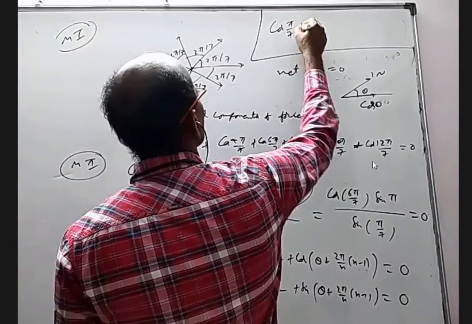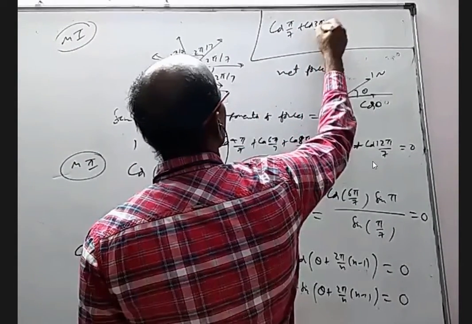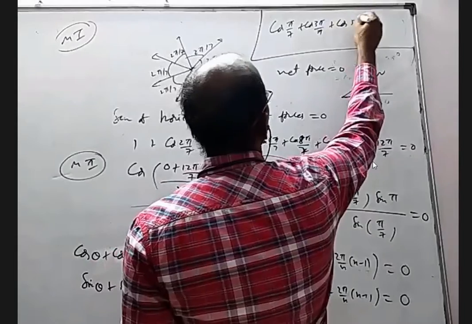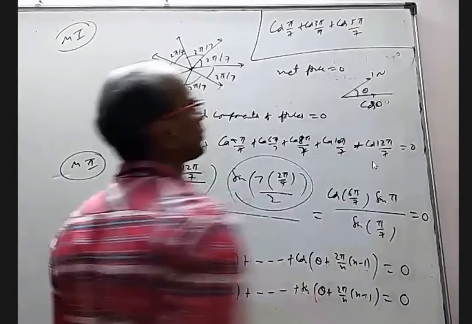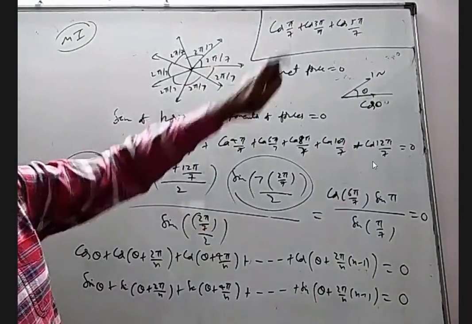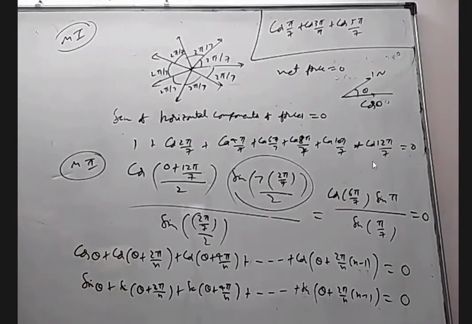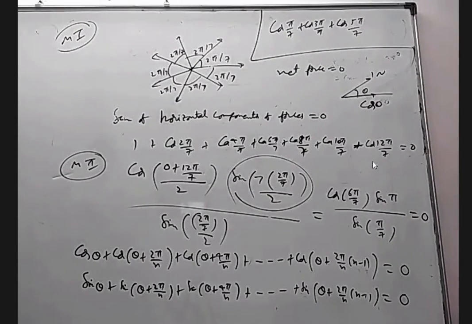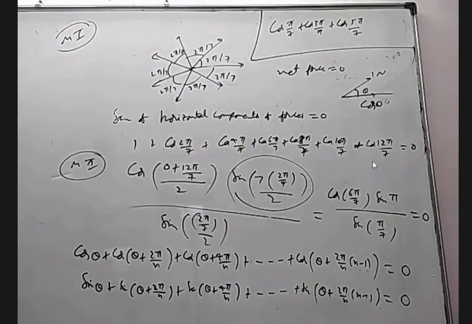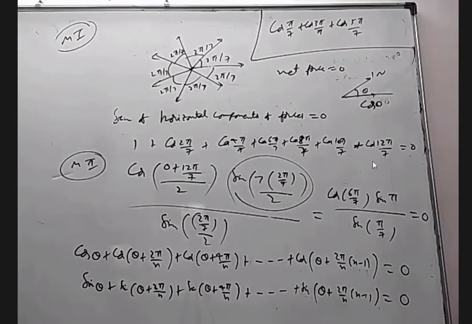Cos pi by 7 plus cos 3 pi by 7 plus cos 5 pi by 7. Are these three angles in arithmetic progression? Yes, sir. Common difference is 2 pi by 7. Try to use this formula and tell me the value, and the answer should come minus 1 by 2 or something. Plus 1 by 2.